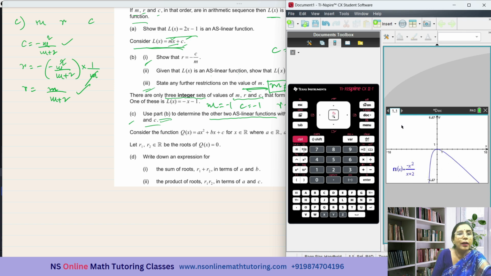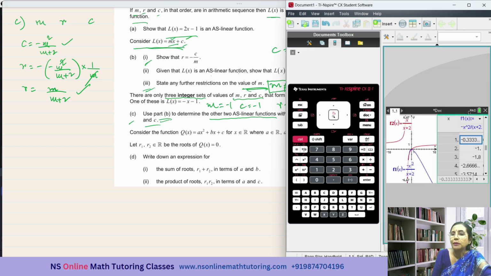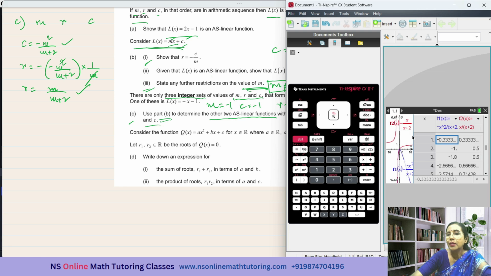And the other one is x over x plus 2. Enter. Fine. This is the other one. What I have to do is get the table. For that, I go to option number 7, table and split screen table. Over here, you may not be able to see the whole thing, so let me just bring it over here.